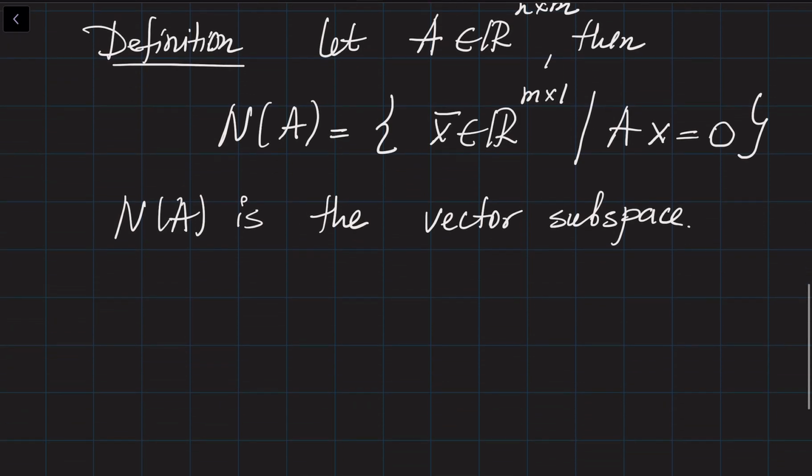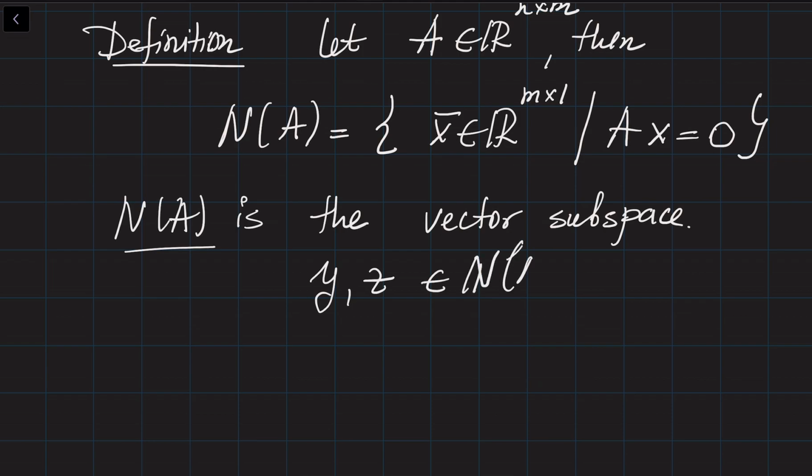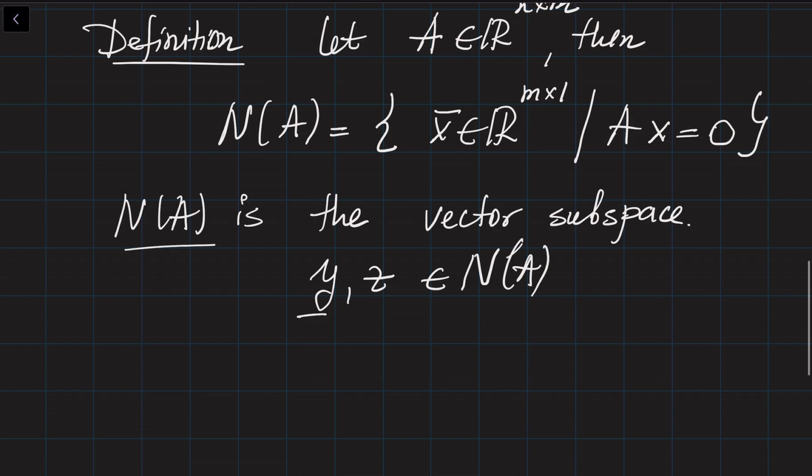So how can we check this? What we want is to take any two vectors from the null space of this matrix A. Okay, so let's take y and z from the null space of this matrix A. Let us denote this as N of A. And what does it mean that y and z are from the null space? It means that if you multiply A by y, this is going to be the 0 vector.